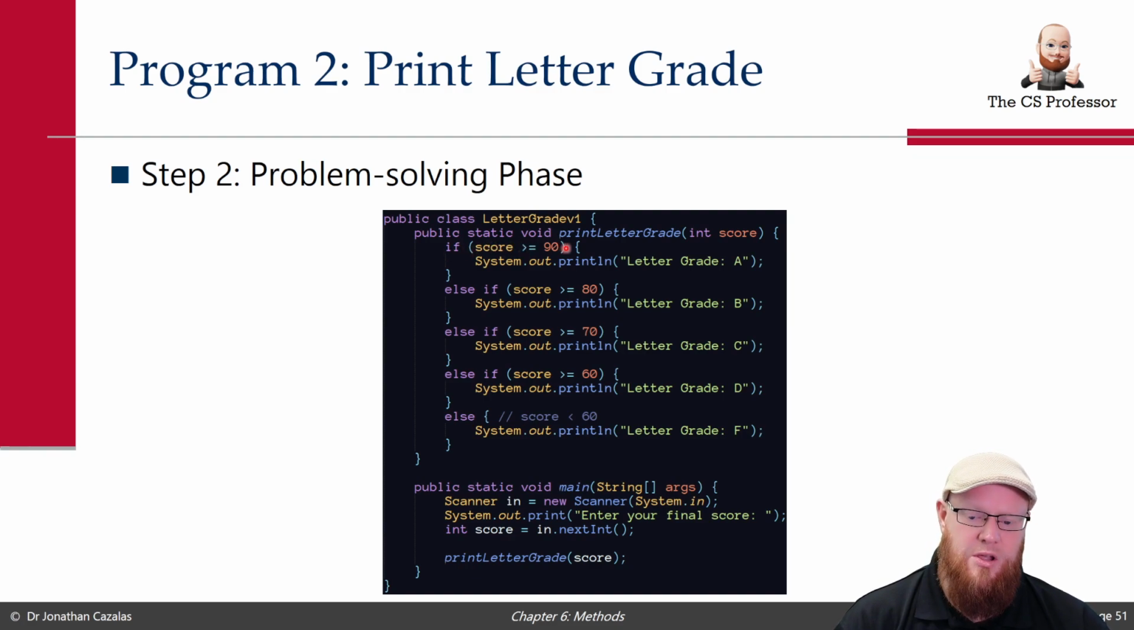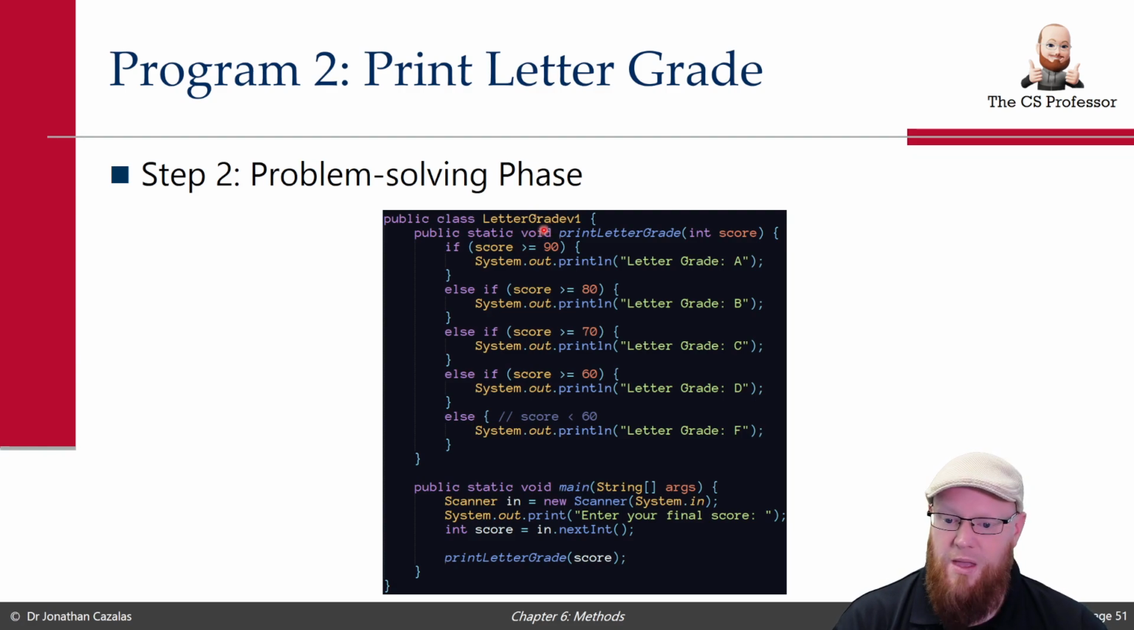If score is greater or equal to 90, nope, we're not going to print A. Else, if score is greater or equal to 80, 83 is greater or equal to 80, we're going to print letter grade colon is B. This entire set of statements, this entire if-else block, is one block. You know that as soon as one of those is true, we're done with the if-else block, and then the program finishes. That is a void method.